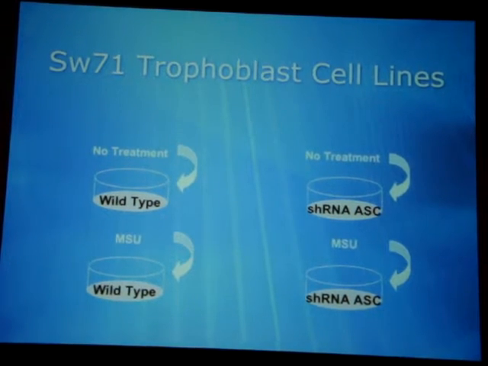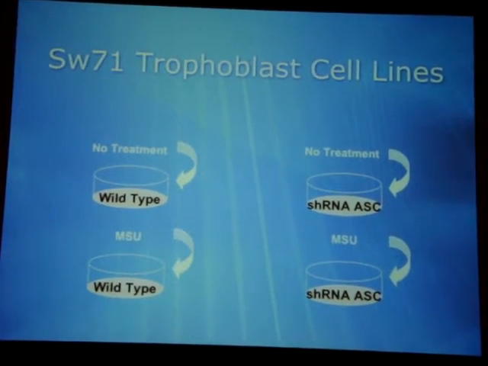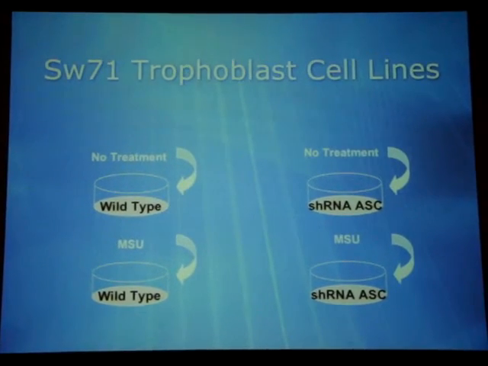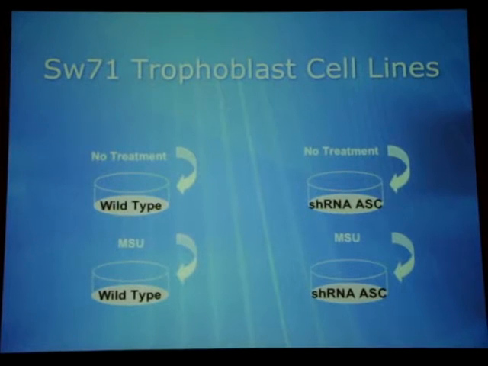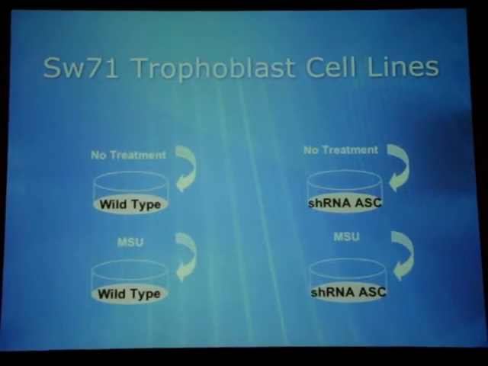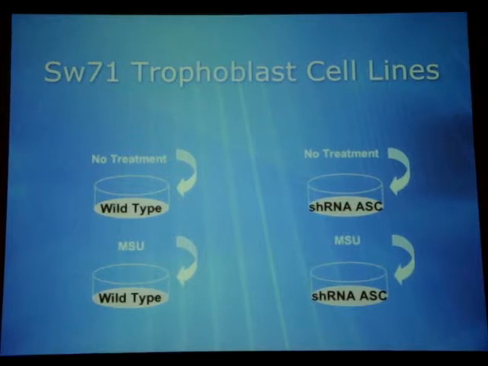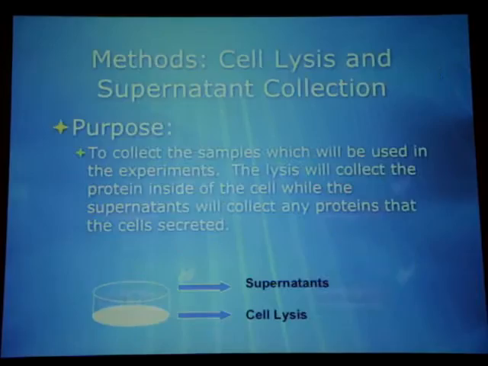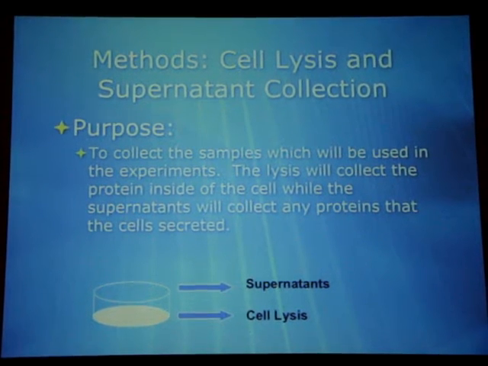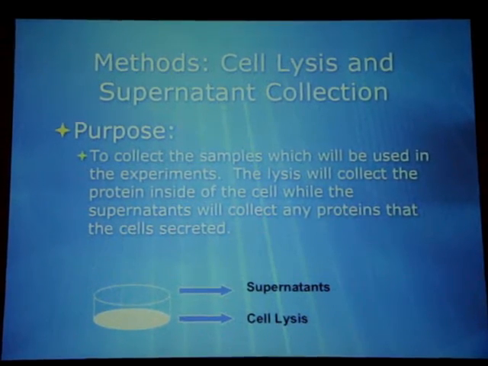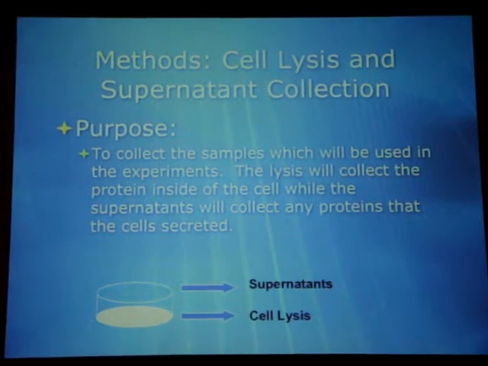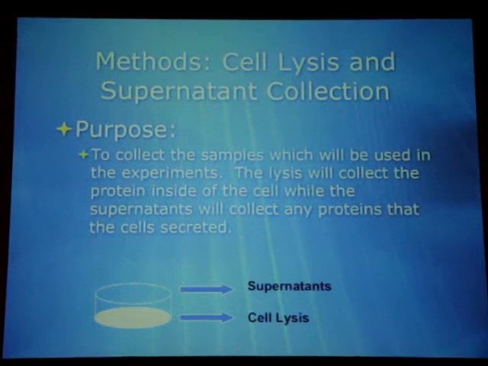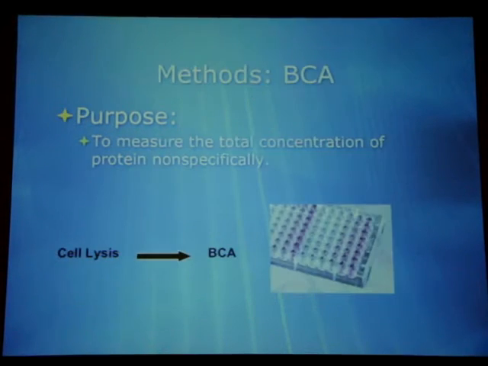So for every trial of my experiments, I used 4 different types of SW71 trophoblast cells. The first was a wild-type cell line with no treatment, then wild-type treated with MSU, and then 2 types of shRNA cell lines, one with MSU and one with no treatment. The first step was to collect the samples, which I did through cell lysis and supernatant collection. Cell lysis collects the proteins that are inside the cell, while supernatants collect the proteins that have been secreted.